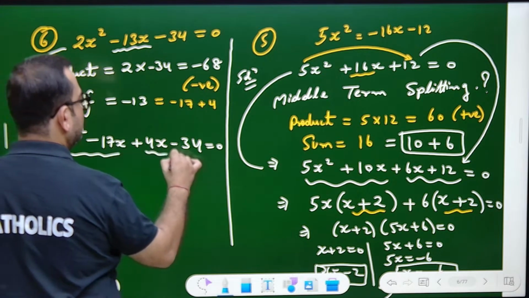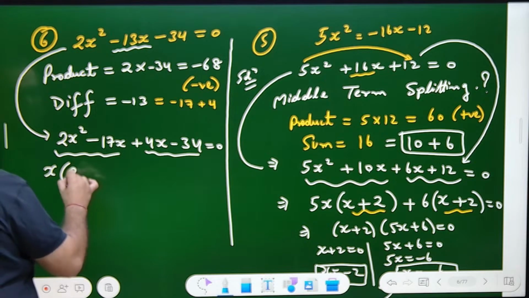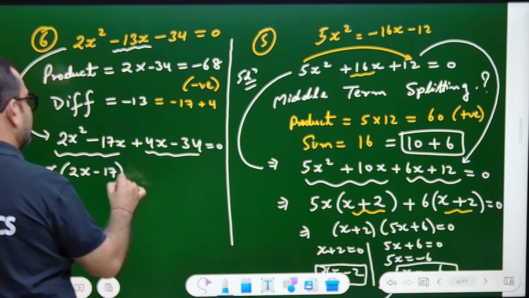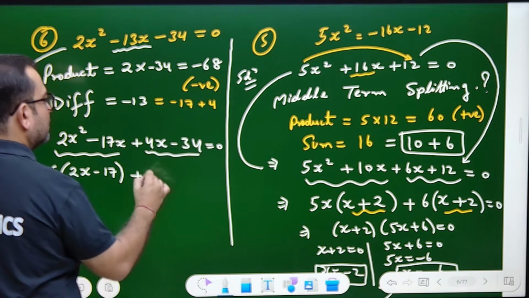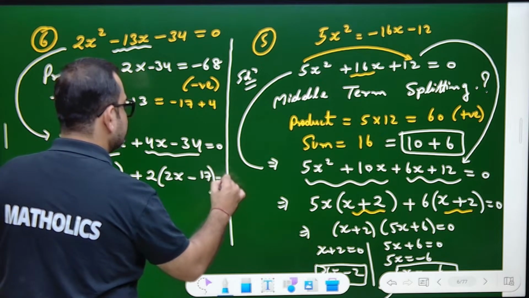Again, two and two terms. Out of these two, x is common. So 2x minus 17, plus out of 4 and 34, 2 is common. So 2x minus 17 equals 0.